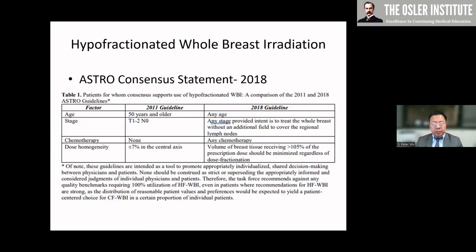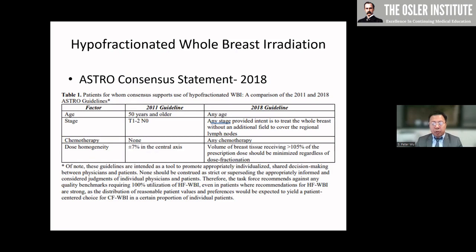The ASTRO consensus statement in 2018 for whole breast reflects this. Any age, any stage, with any chemotherapy. And there is a dose homogeneity guideline, which is truly good practice, even if you're using 50 gray in 25 fractions. Try and keep the volume greater than 105% minimized, regardless of dose fractionation.